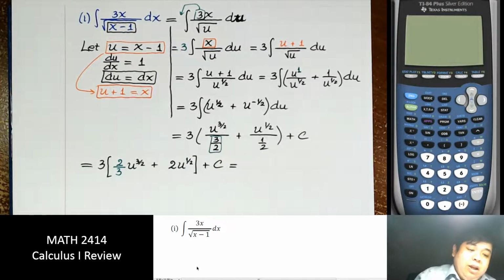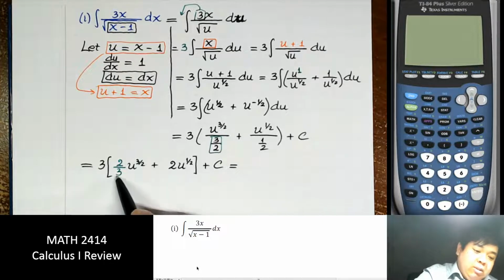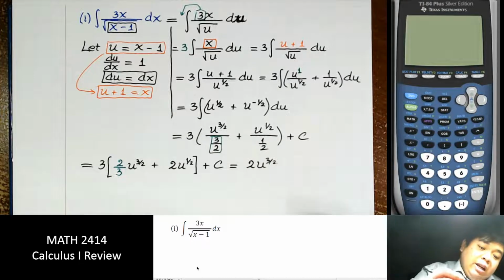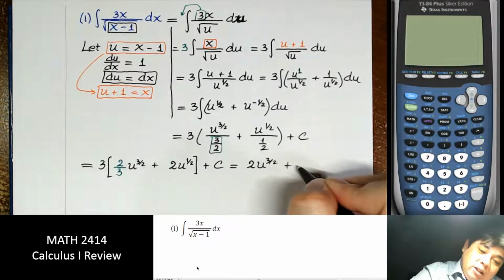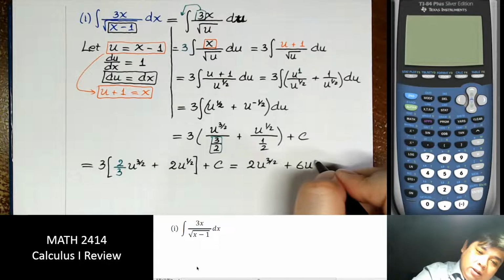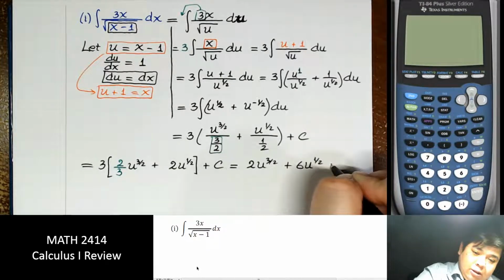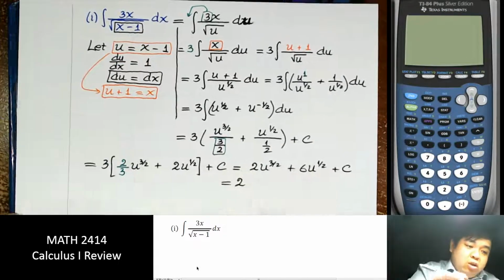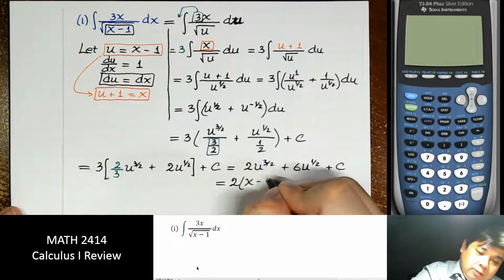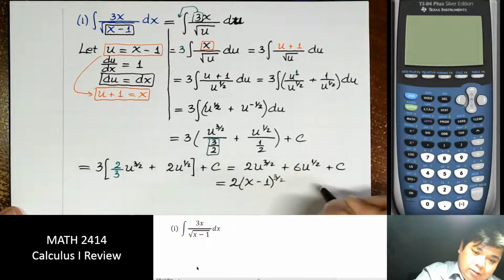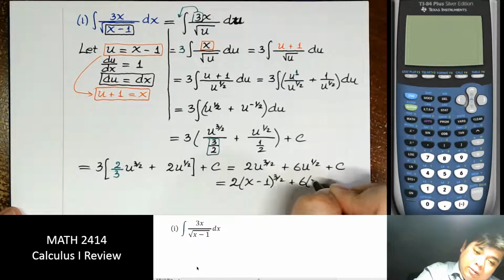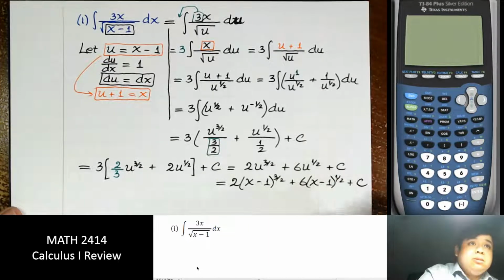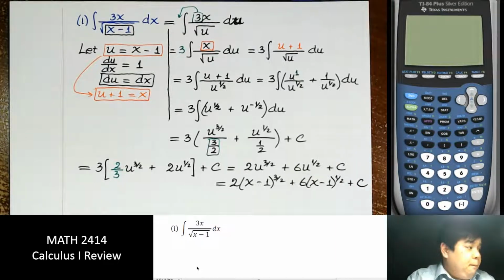And then just multiply the 3 inside. 3 times 2/3 is going to be 2. U to the 3 half, and then 3 times 2 is going to be 6. And finally, u is x minus 1.